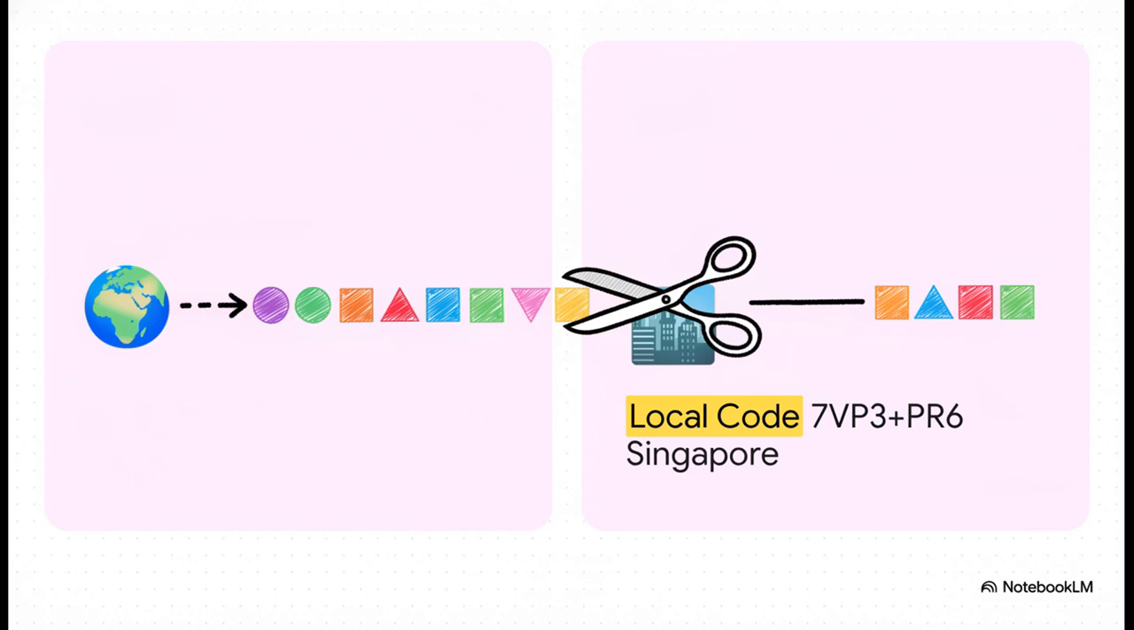If you already know you're in Singapore, you can just drop the first 4 characters of the global code entirely. Your shortened local code becomes just 7VP3 plus PR6 followed by the city name. It is exactly like dropping the area code from a phone number when you're calling your neighbor. It makes the codes incredibly easy to jot down or share with a delivery driver or a friend.